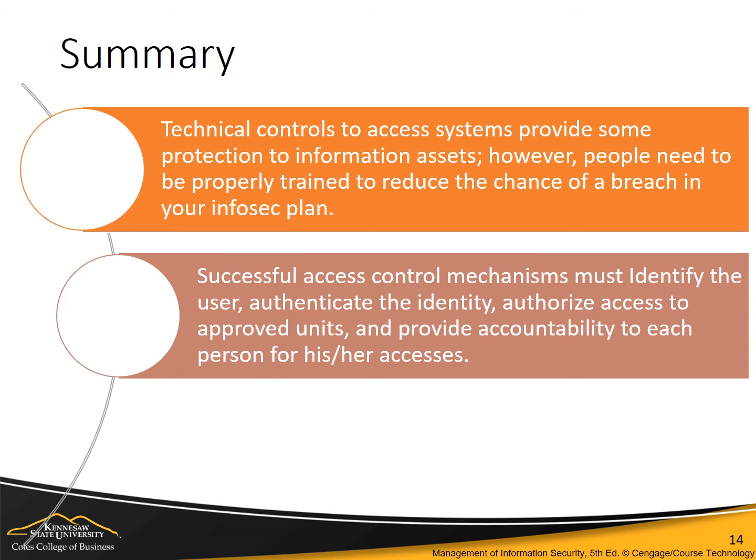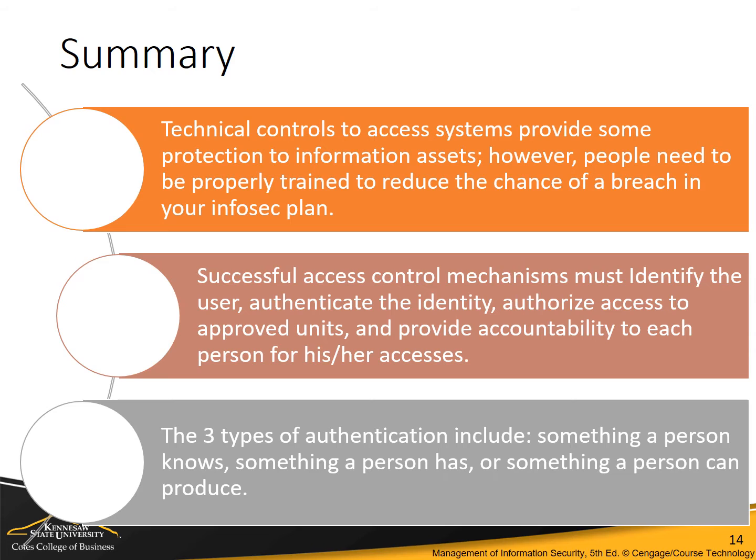Successful access control mechanisms must identify the user, authenticate the identity, authorize access to approved units, and provide accountability to each person for his or her accesses. You must be able to connect the authorized user who accessed the system to a log of activities that can be reviewed as part of ongoing InfoSec management activities. You want to be able to identify irregularities.